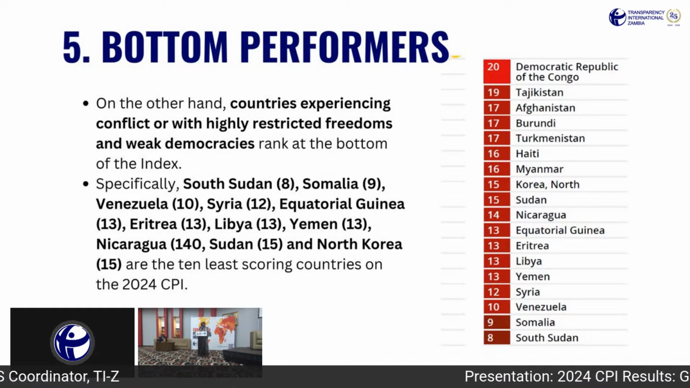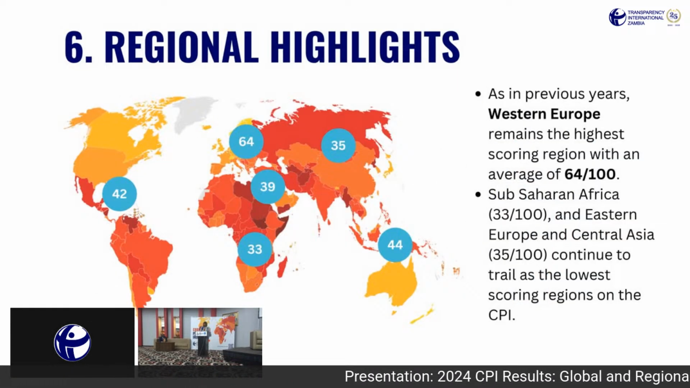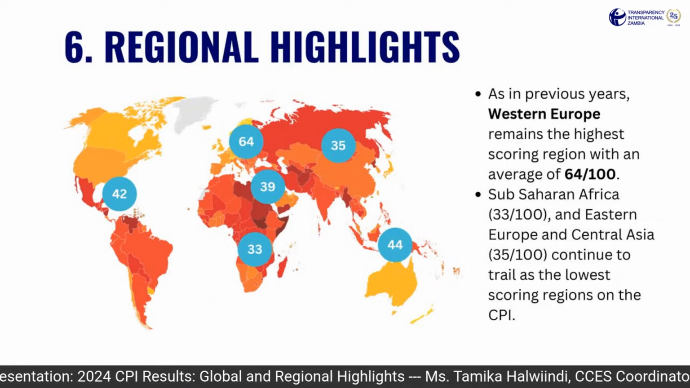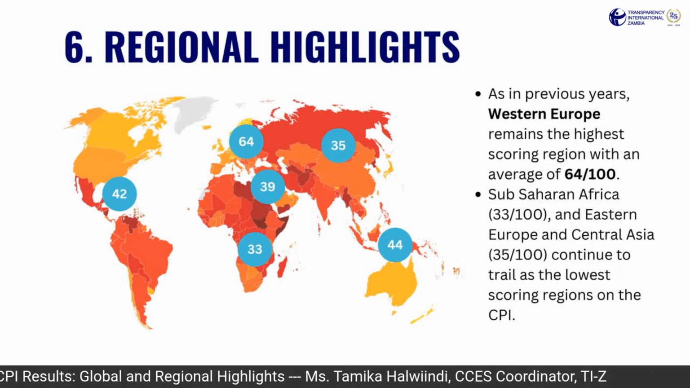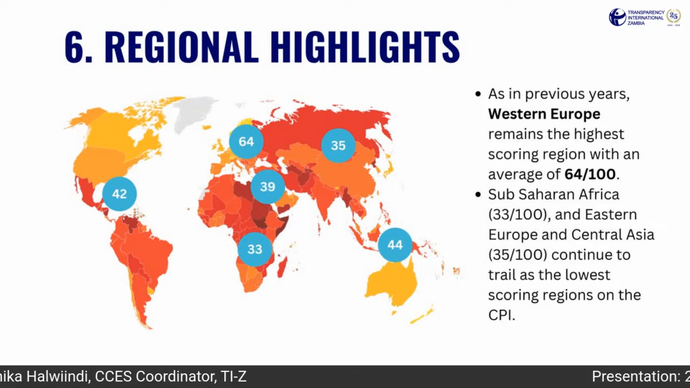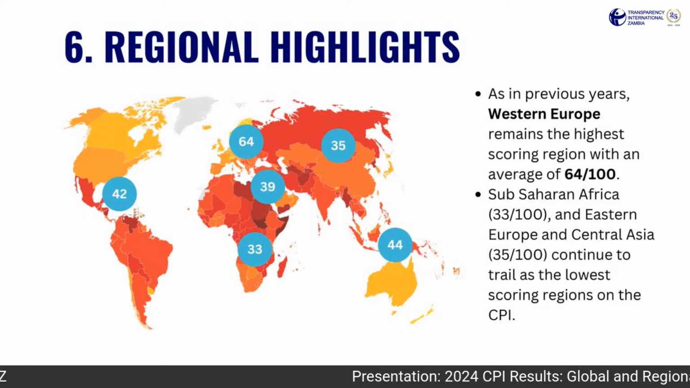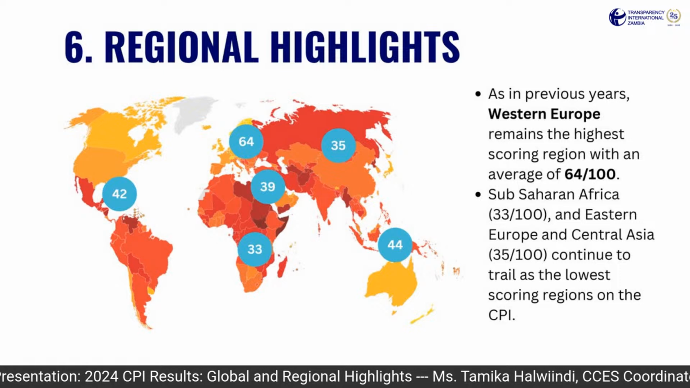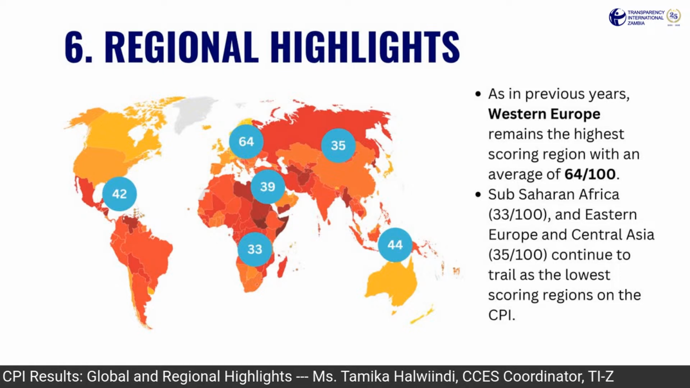In terms of regional highlights, again, not much has changed, unfortunately. You will see that Western Europe and the EU is the highest scoring region. And unfortunately, again, for the 2024 CPI, our region, Sub-Saharan Africa, is the lowest scoring region with 33, an average regional score of 33 out of 100.